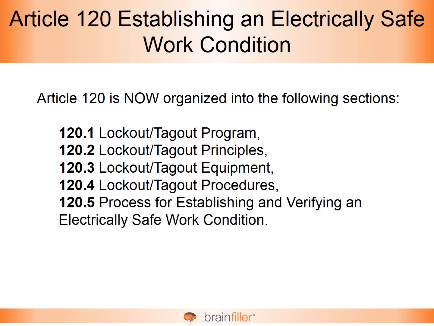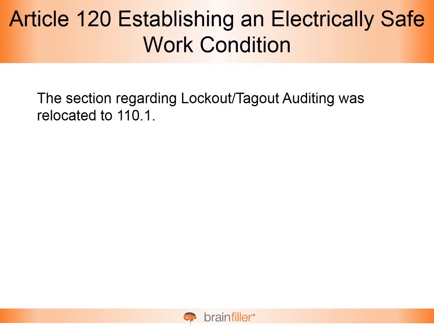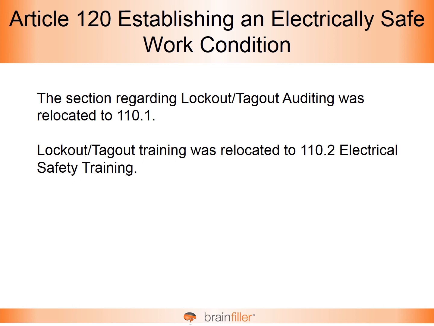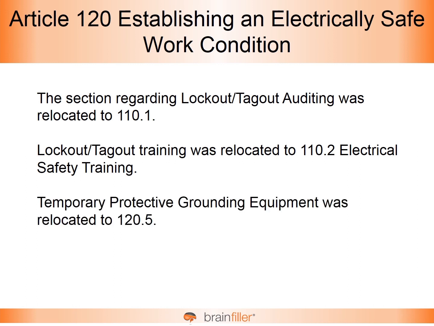120.5 is the process for establishing and verifying an electrically safe work condition. That happens after the first four. So this is more of a logical progression of steps for the process. As part of the reorganization of Article 120, the section regarding lockout tagout auditing was relocated to 110.1. Lockout tagout training was relocated to 110.2, electrical safety training, and temporary protective grounding equipment was relocated to 120.5.